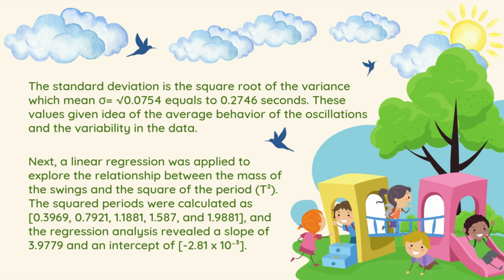Next is the linear regression. A linear regression was then applied to explore the relationship between the mass of the swing and the square of the period, t squared. The squared periods were calculated as 0.3969, 0.7921, 1.1881, 1.587, and lastly 1.9881. And the regression analysis revealed a slope of 3.9779 and an intercept of negative 81 times 10 to the power of negative 3.